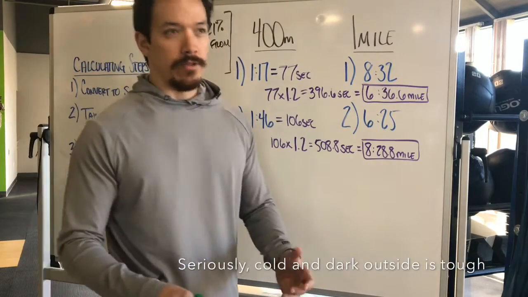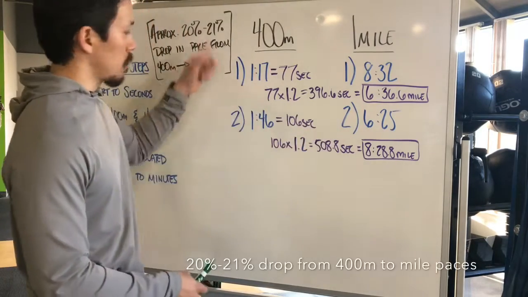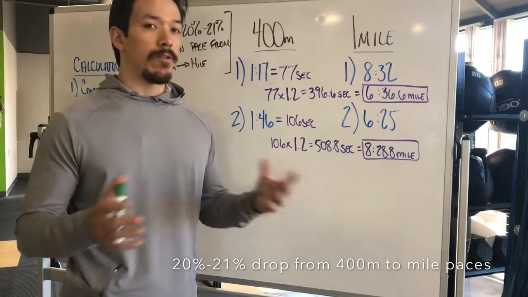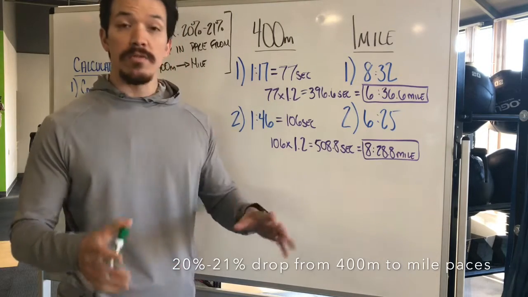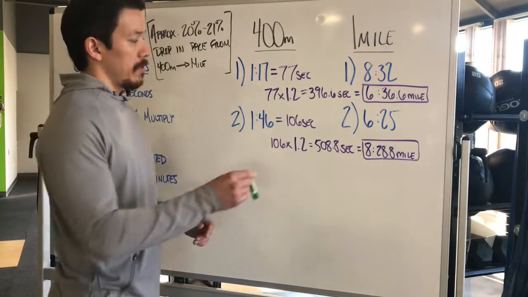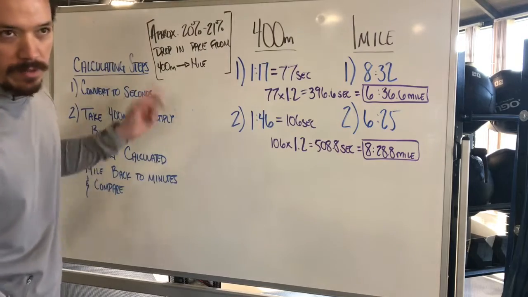But one of the things we didn't go through is actually converting your 400 or your mile with this 20 to 21% drop off, which is for a CrossFitter, not for a runner or endurance athlete. For a CrossFitter, this is about right, about 20 to 21% drop off. So you have your 400 meter time, you have your mile time, we have some calculations, we have some steps.